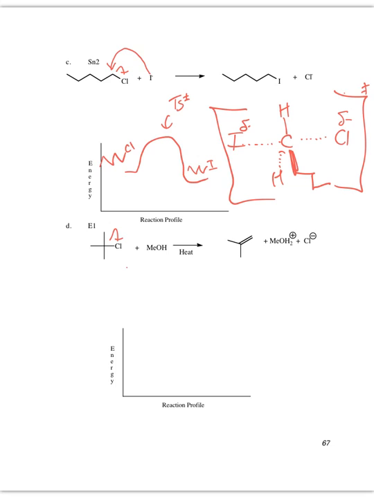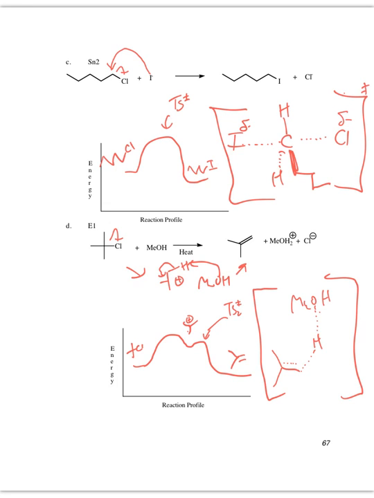And then the last mechanism, the E1, which is the last one you have to know, the leaving group leaves, we form the cation, and then from that cation, our methanol comes in and grabs the hydrogen to form our product. So the reaction profile diagram will look a lot like the SN1, where we have our starting material, we have our product, we have at our intermediate, the cation, our transition state number 2.